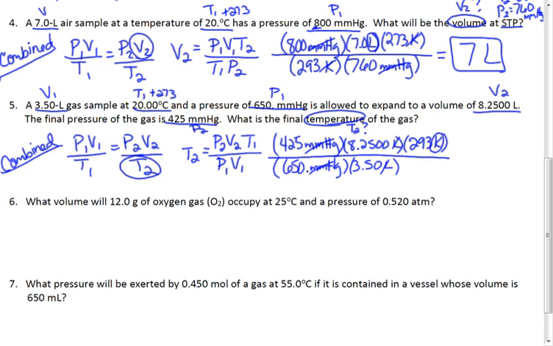It did not say what was the final temperature in degrees Celsius, so we can just plug that into our calculator. Remember, you're dividing by both things on the bottom, both the 650 and the 3.5, and we end up with temperature 2 equal to 452 Kelvin once we round it to our three significant figures.